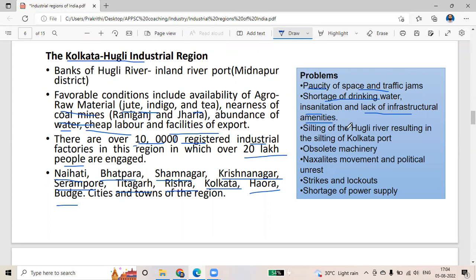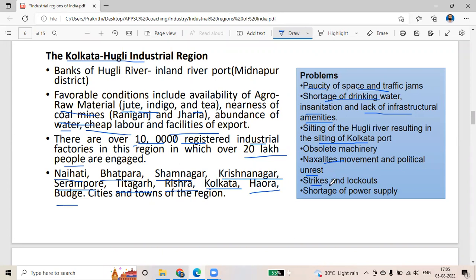Then silting of Hooghly River resulting in the silting of Kolkata port. So what will happen? Silt deposit. Rivers always have deposition, sediment deposition will happen. So with sediment deposition, the depth of the river decreases. So it will be difficult for ships to come inside. So continuous silting makes such kinds of problems. Then outdated machinery. Then the presence of the Naxalite movement and political unrest. This was all one. Now Naxalites are not as much, still there is existence, but comparatively lesser.